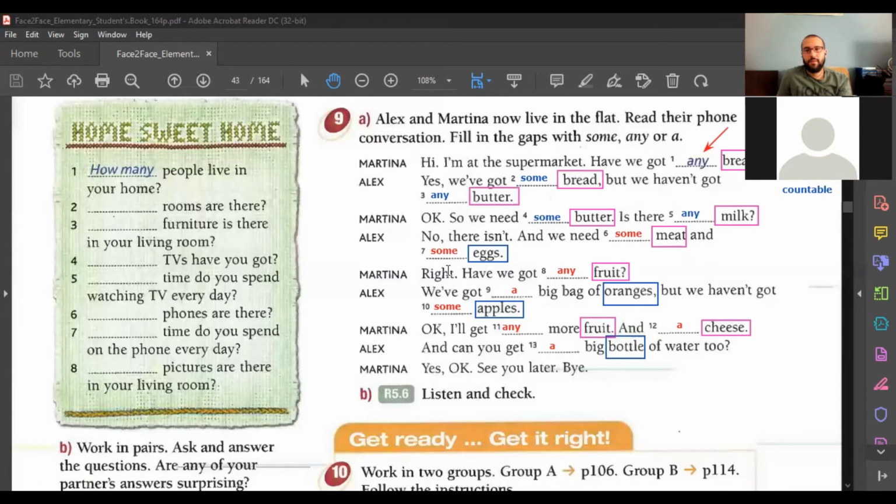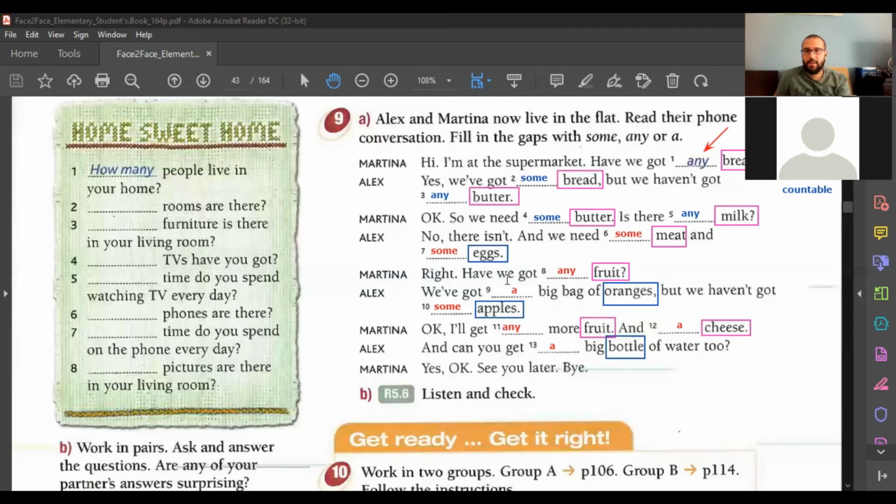And eggs here. Is it singular or plural? Plural here. Can we use a and an for eggs? No. Any eggs here. Is it a question or negative? Not a question. No, some. Okay. All right.